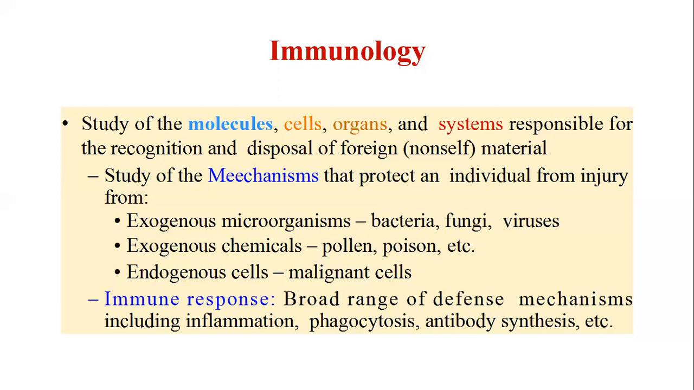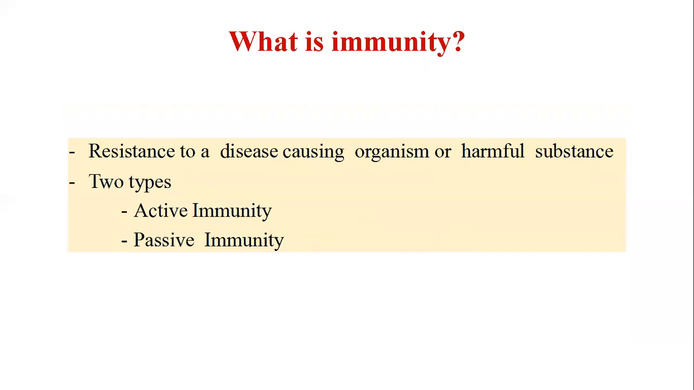So, what is immunity? Immunity is a term used for the resistance to a particular disease caused by the infection of an organism or any other harmful substance that is called a toxin. So there are two types of immunity. One is active immunity, another one is passive immunity.